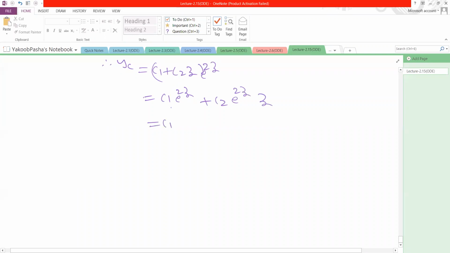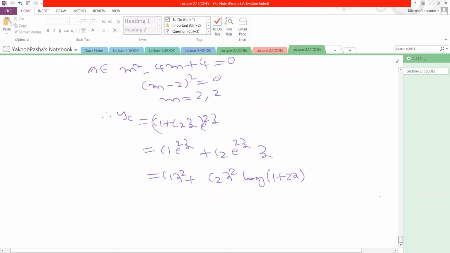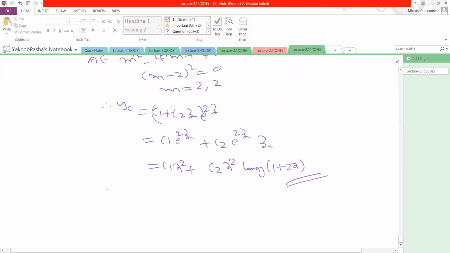This is equal to c1 e power 2z, where e power z is x and e power 2z is x square, plus c2 into x square into z. z is equal to log 1 plus 2x. We are taking z equal to log 1 plus 2x. This is the complementary function. Now we have to find a particular integral also. So yp is equal to 1 upon theta square.